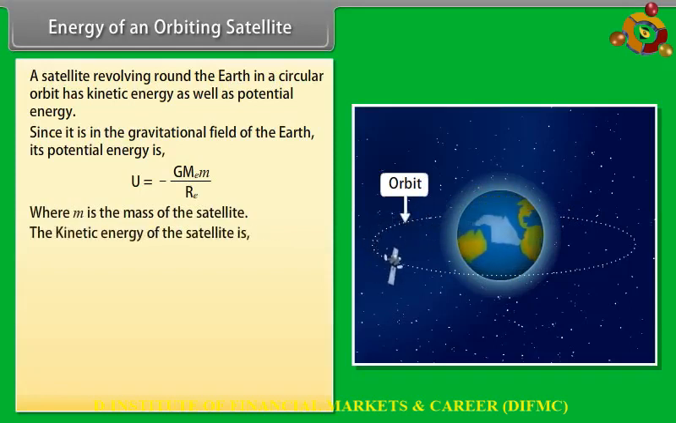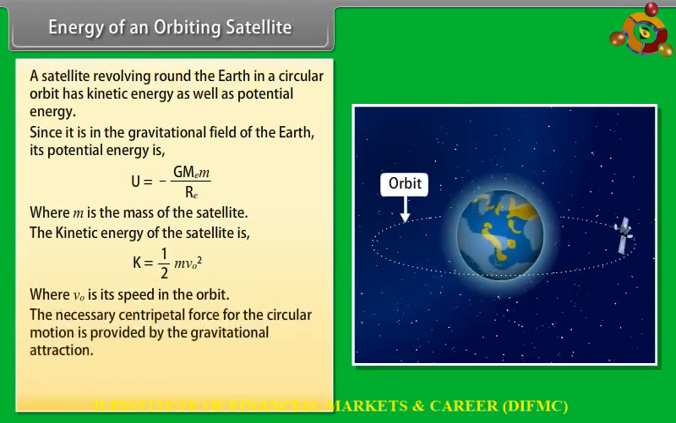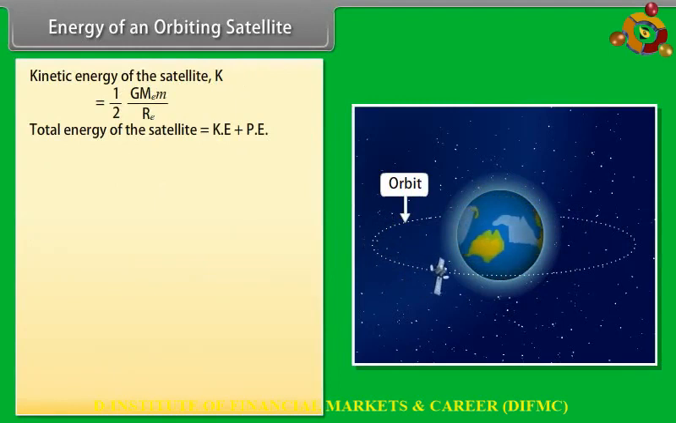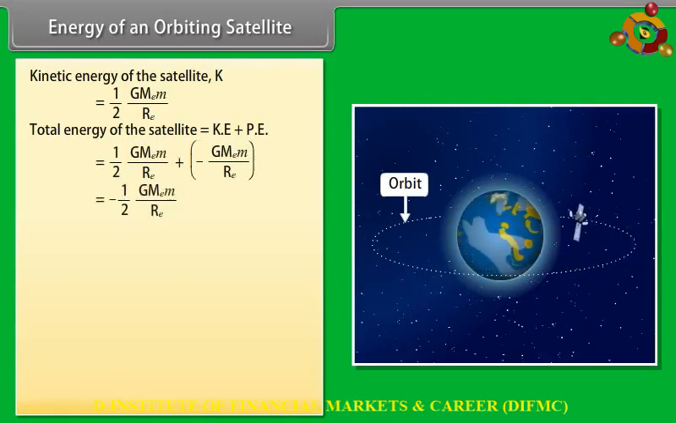The kinetic energy of the satellite is K equals half m v naught squared, where v naught is its speed in the orbit. The necessary centripetal force for the circular motion is provided by the gravitational attraction. Kinetic energy of the satellite K. Total energy of the satellite is equal to kinetic energy plus potential energy. On calculating, we get total energy equals minus 1 by 2 G M_e m divided by R_e.